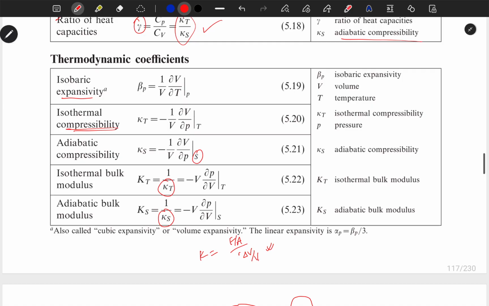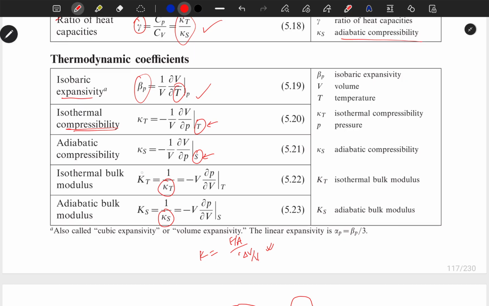Thermodynamic coefficients: isobaric expansion β is equal to 1 by V, dV by dT. For compression, we need pressure. For expansion, we need temperature. So at the bottom it is temperature. So isothermal compressibility is minus 1 by V, dV by dP. Adiabatic compressibility: the difference is only that in case of adiabatic we have entropy, here it is temperature.